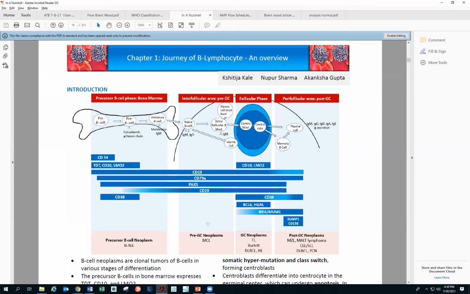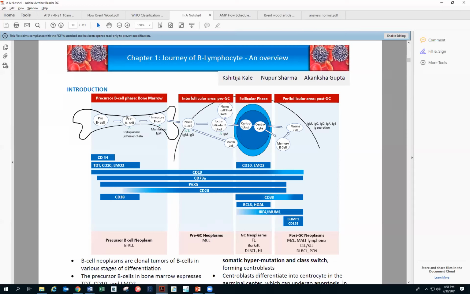Now coming to the pre-GC, it starts from the naive B cell, and now it has a membrane IgD as well. So membrane IgM that was acquired before, and membrane IgD. Then it goes to extrafollicular B cell blast and a short-lived plasma cell. A long-lived plasma cell will be post-GC, remember, but a short-lived plasma cell can be present in the pre-GC as well. Remember that the mantle cell develops from the naive B cell. Now, this pre-GC neoplasm, the mantle cell and naive B cell, gives rise to mantle cell lymphoma.